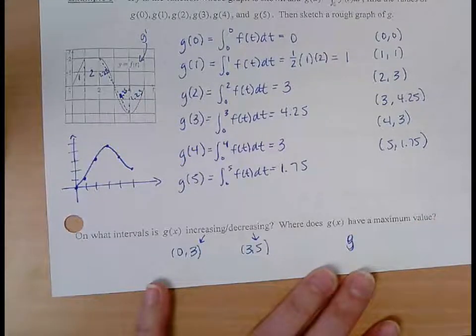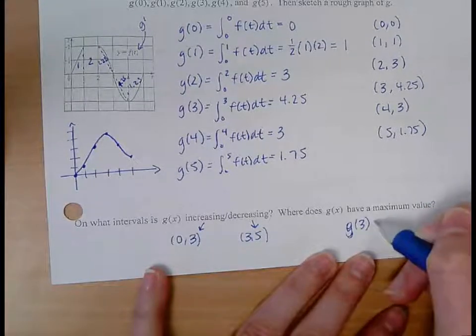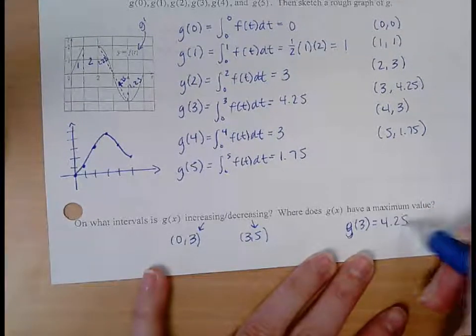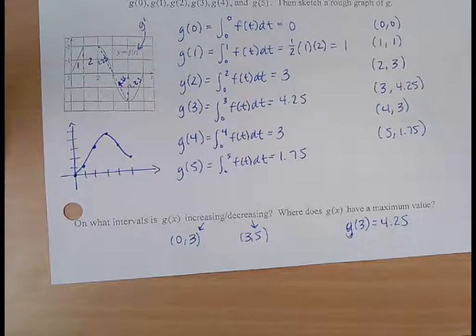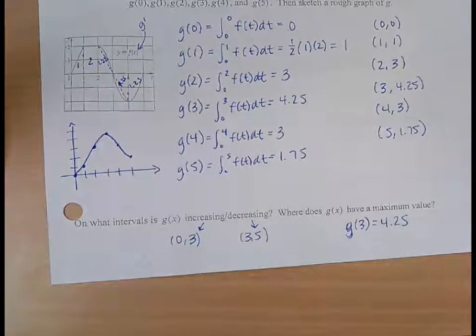So g has a maximum value at 3. So g of 3, which was approximately 4.25. But you can see again, a maximum would occur when a derivative is changing from positive to negative, because that means the function is changing from increasing to decreasing, and we can see that that does happen at 3 on the graph of f. So are there any questions on this?